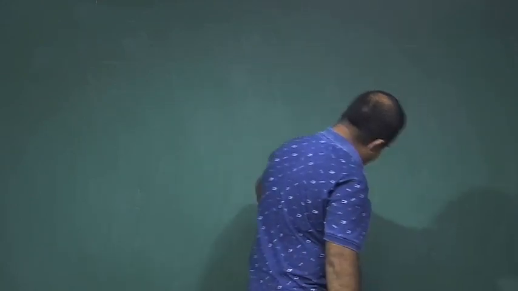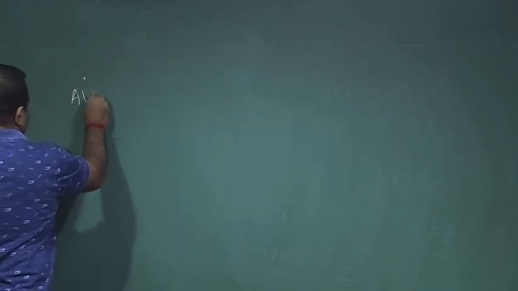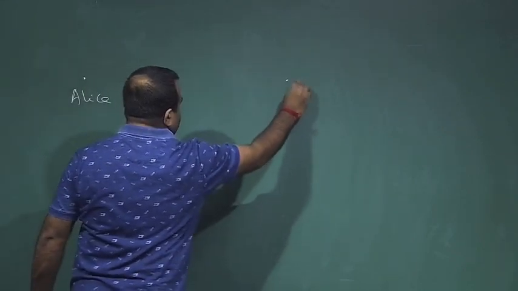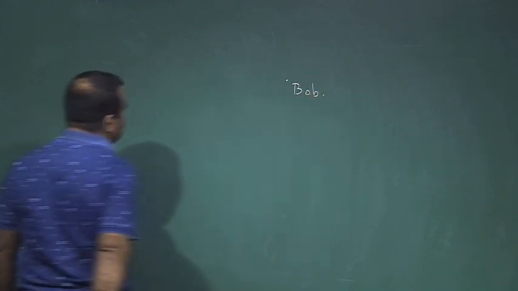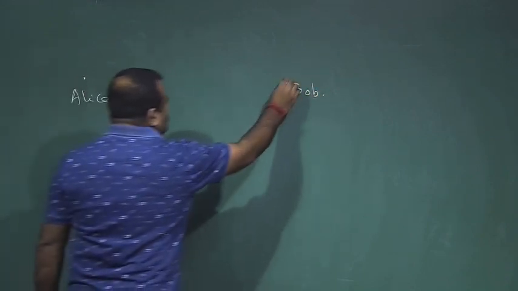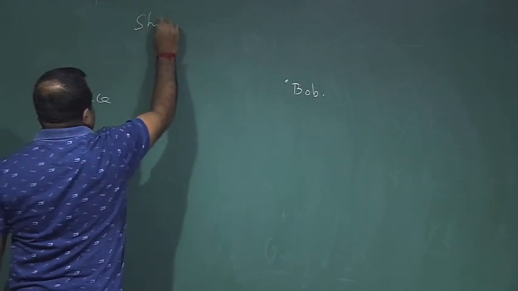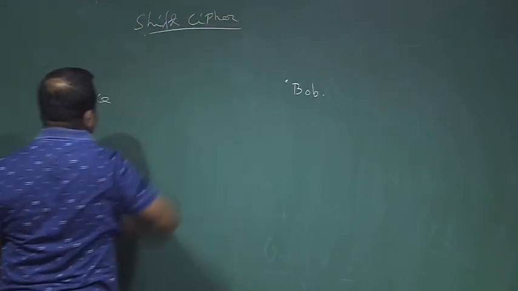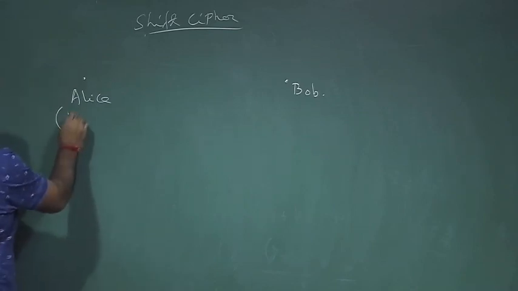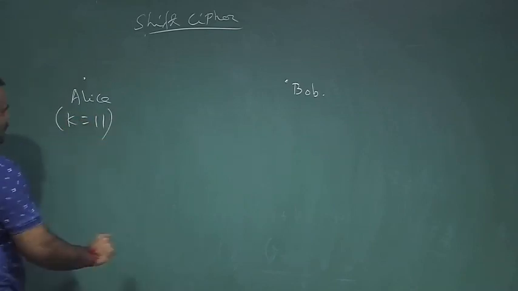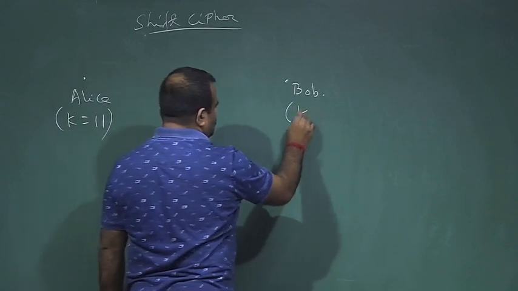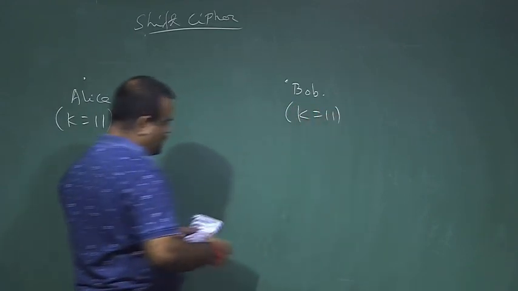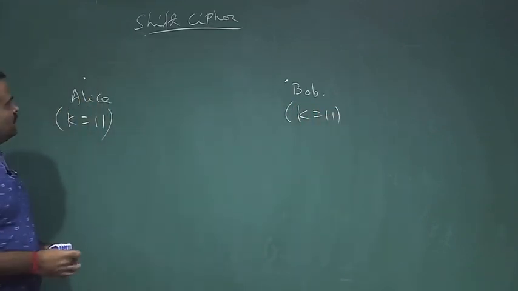Key has to come from Z26. So, this is the two parties, Alice and Bob, and they are using the shift cipher for their encryption purpose. Now suppose they agree on a common key k equal to 11. They somehow decide that they are going to use k equal to 11.